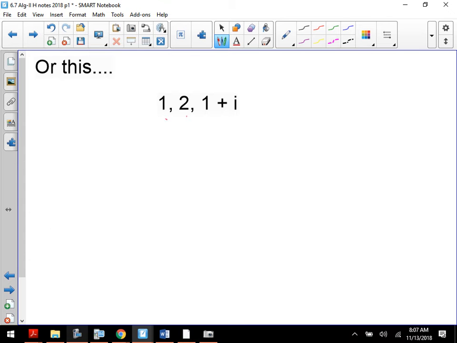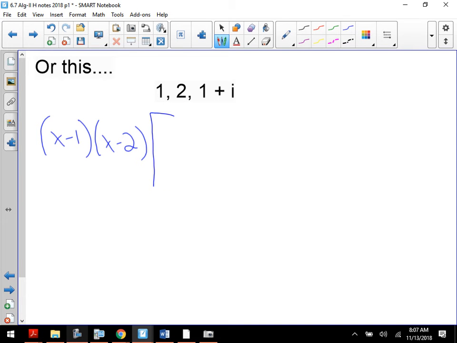Now these two are simple. We've got x minus 1, x minus 2. The next one is a little bit weird. I'm going to show this long form first, and then see if we can come up with a shortcut. Again, remember they come in pairs, so that one has to be there. If we continue to follow the pattern of x minus r0, I get the following: x minus (1 plus i), and then I get x minus (1 minus i).